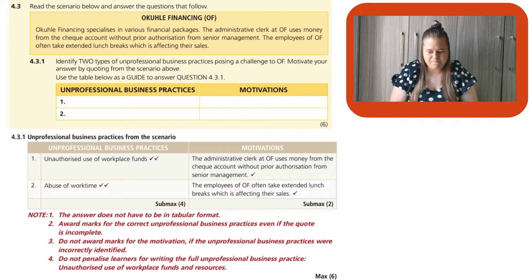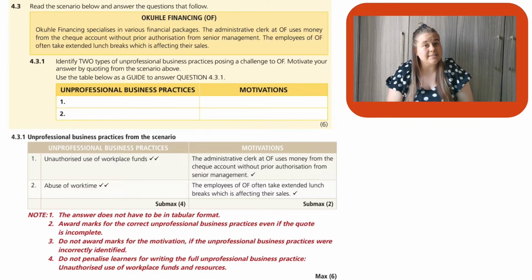Right, moving on. Award marks for the correct unprofessional business practice, even if the quoting is incomplete. Do not award marks for motivation if the business practice was incorrectly identified. Then, do not penalize learners for writing the full unprofessional business practice. So, if they wrote unauthorized use of work funds and resources, you would have still gotten it correct. All right, 6 marks there.